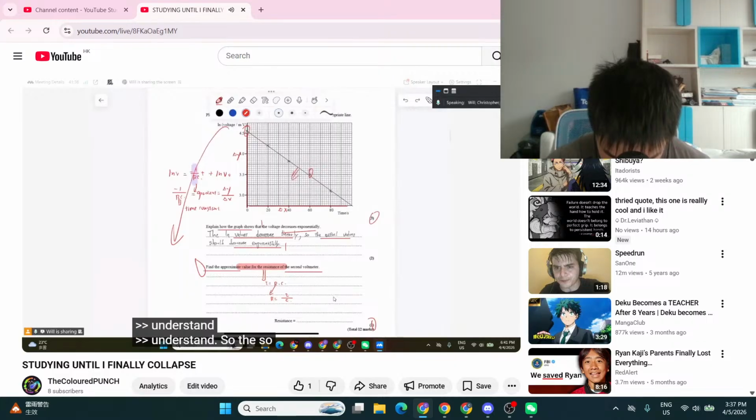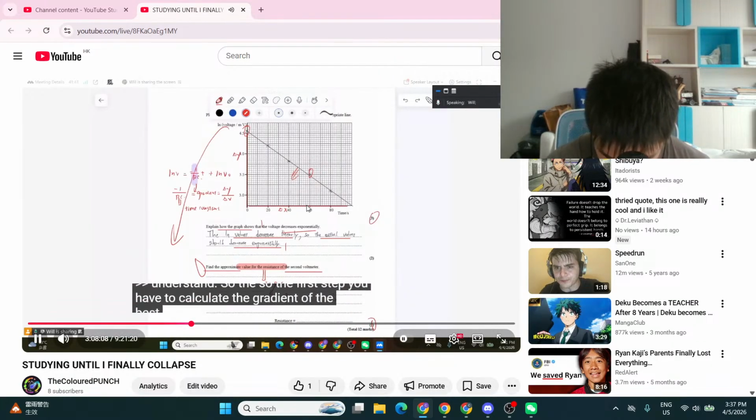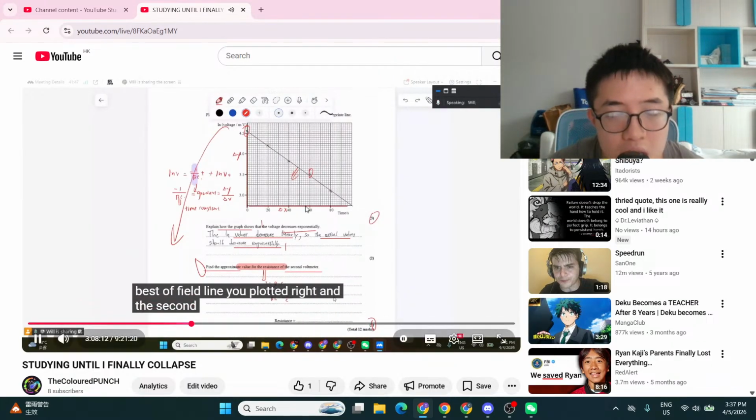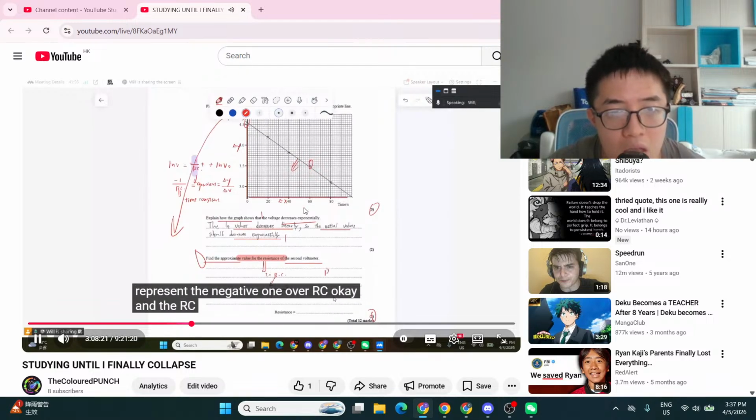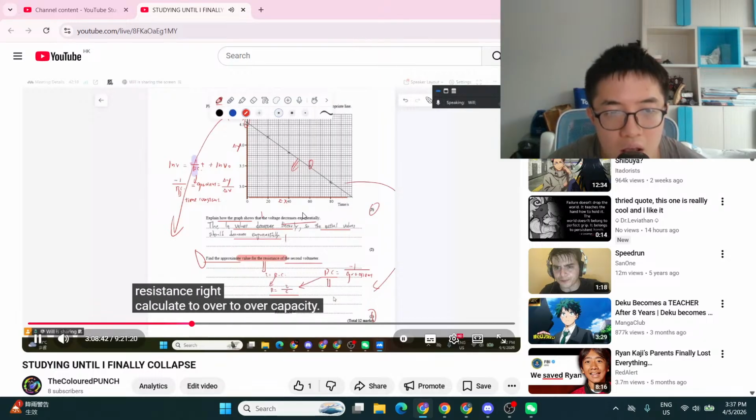Understand? So the first step, you have to calculate the gradient of the best fit line you plotted. And second, using the gradient represents -1 over RC, RC is -1 over the gradient. Take the gradient value in, and we can get the RC. Use the RC to get the resistance: RC over capacitance, so we can get the resistance. Understand now? How do you get the capacitance?